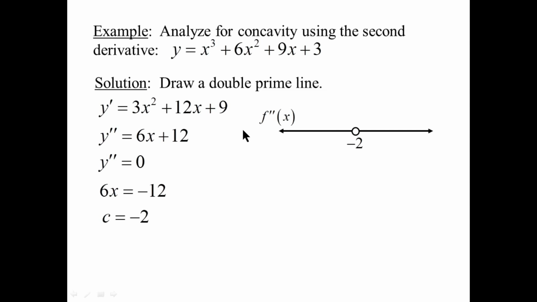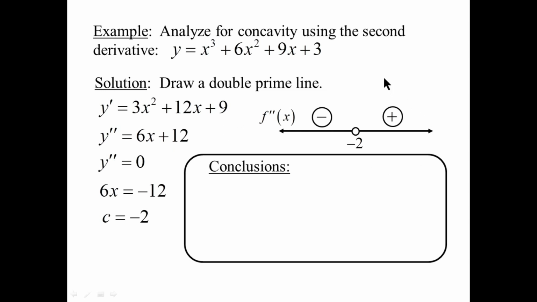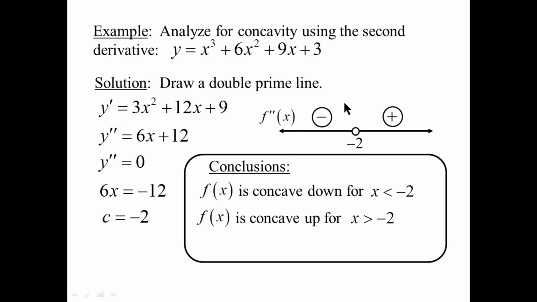On the left, sub in something large and negative to the double prime. That's why you label these things. Sub in something large and negative to the double prime, and we can see that that's going to be negative. And sub in something large and positive to the double prime, you can see that'll be positive. And that's enough for us to reach some conclusions. We can conclude that to the left of minus 2, it's concave down. Concave down for x less than negative 2. And concave up, because we see a plus sign, concave up when x is greater than negative 2.